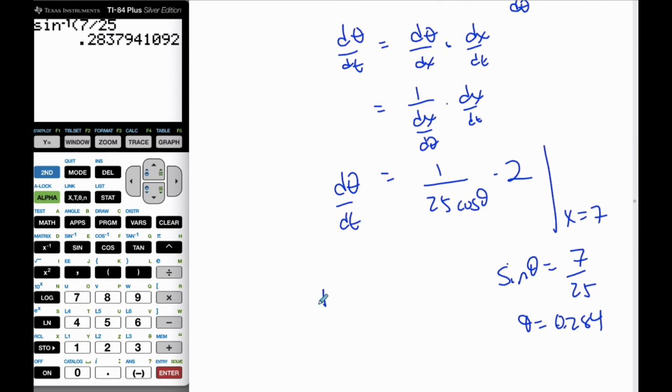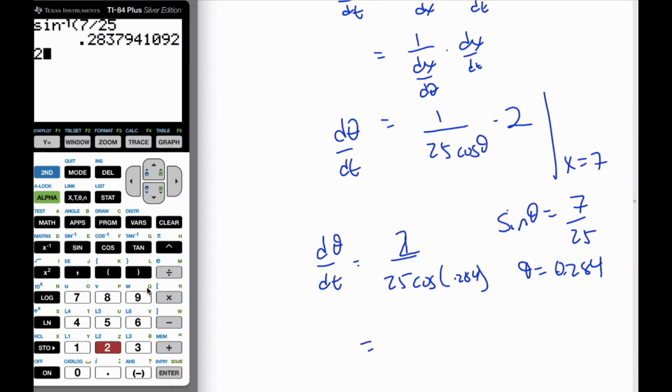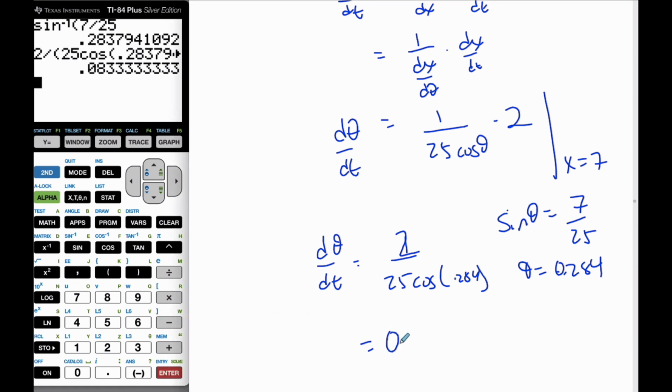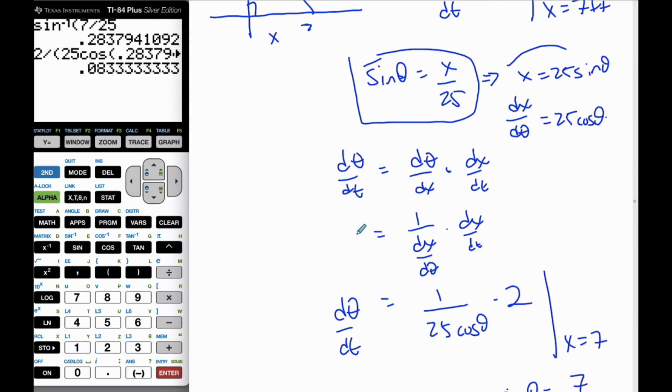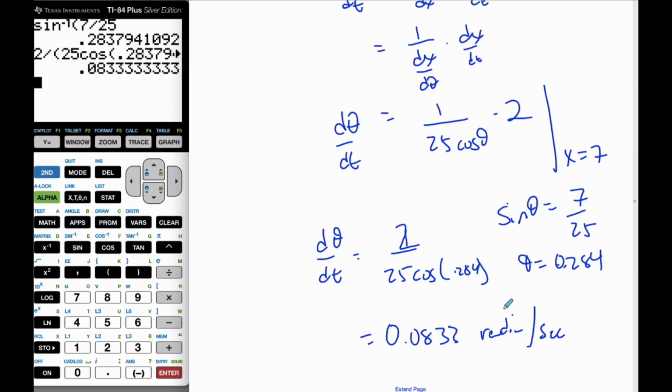0.284. And so then dθ/dt is equal to 1 over 25 cosine 0.284 times 2, I'll put up top. And so if I go 2, divide by 25 cosine 0.284, my answer. I end up with dθ/dt of 0.0833 radians per second. And so this angle is changing at 0.0833 radians per second.